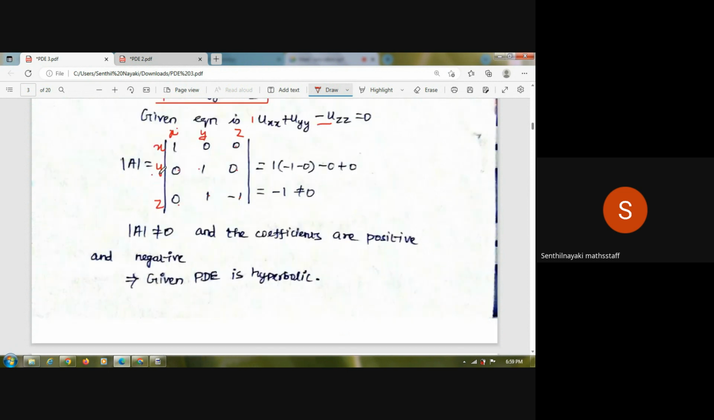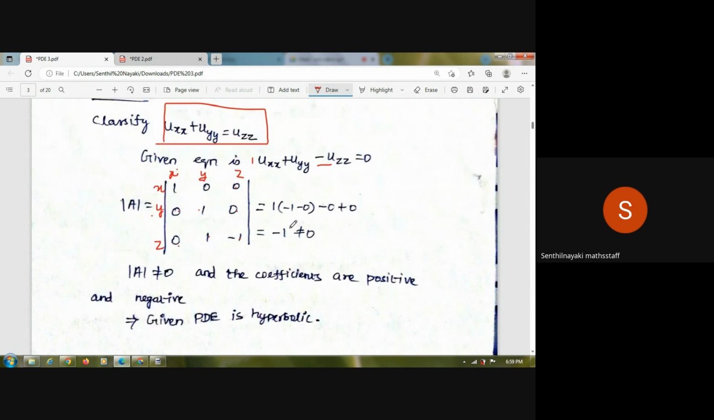Now we are collecting all the terms. Next we have to find out the determinant. We filled the entries of the matrix. Next we have to find out the determinant value. With a simple calculation, we find the answer, that is minus 1. Already I have mentioned, the determinant value equal to 0 means the given PDE is parabolic. But here this value is not equal to 0. We don't bother about the positive or negative value. So here this is minus 1, therefore not equal to 0.